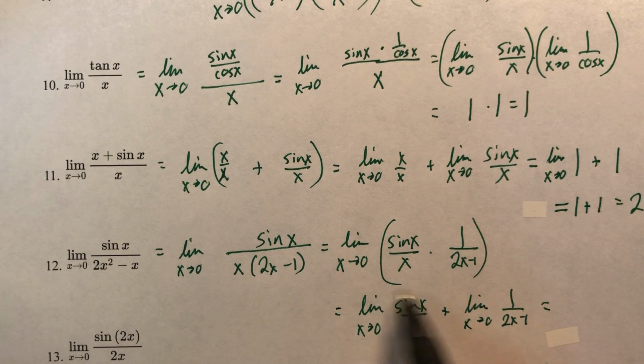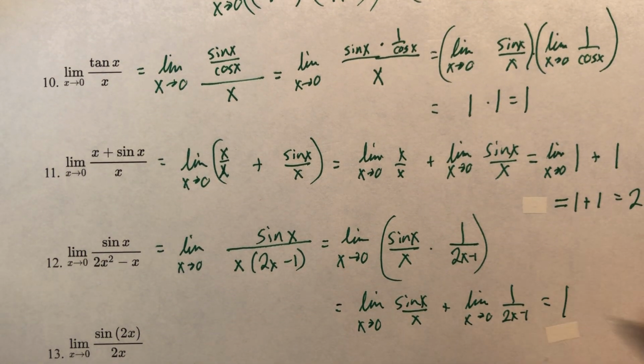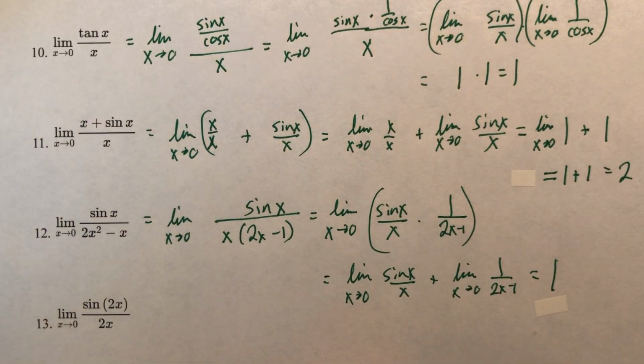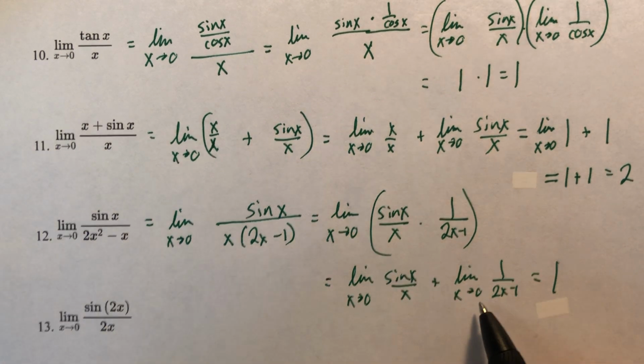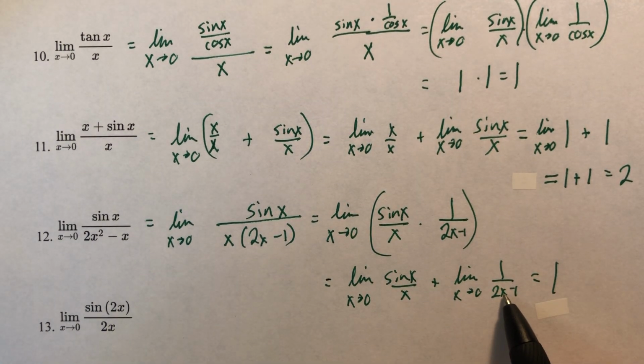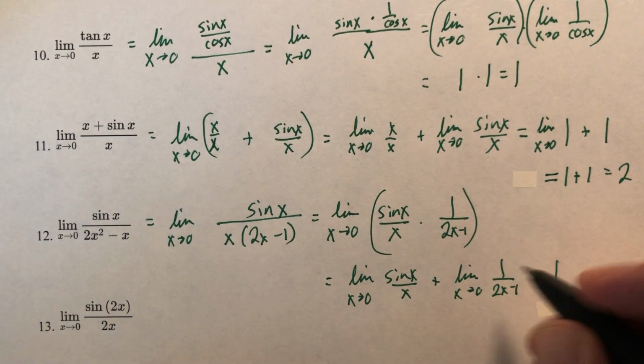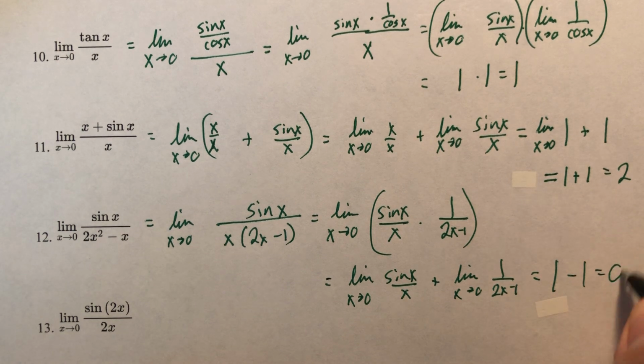And this little guy right here, we know it, it's 1. We figured it out hours ago. And this one, we can plug a 0 in, and we do. We plug a 0 in, we have 2 times 0, okay, great, minus 1 is negative 1. So we really have 1 over negative 1. Final answer is negative 1.